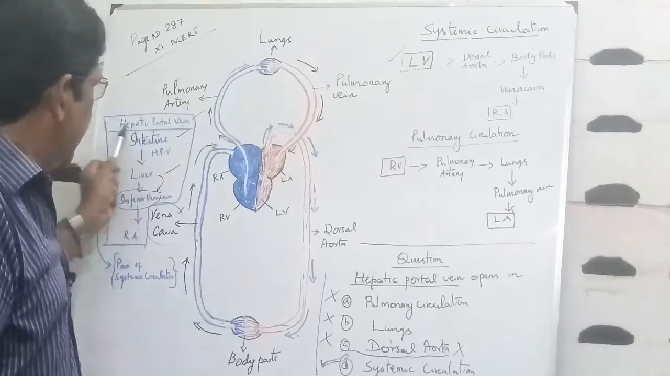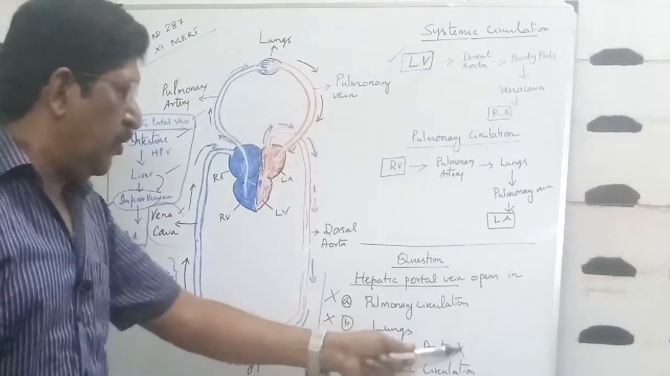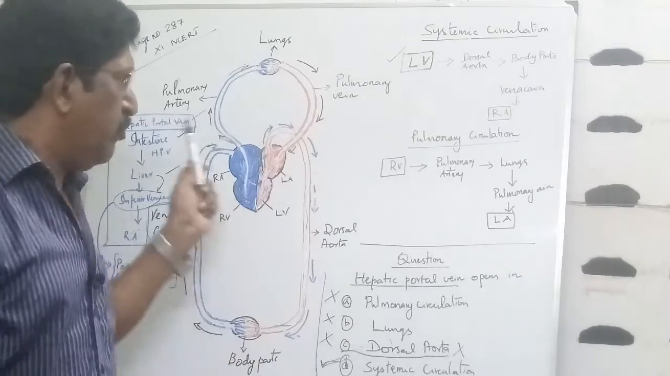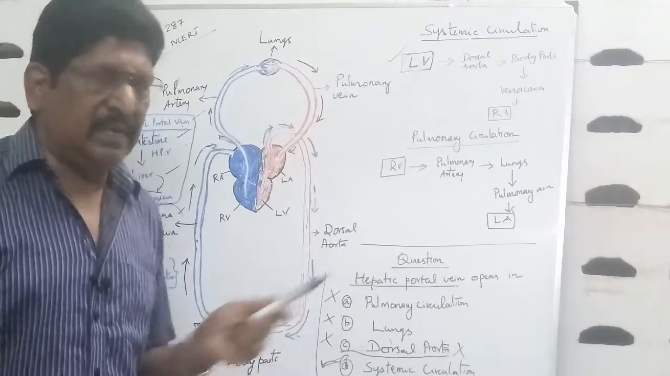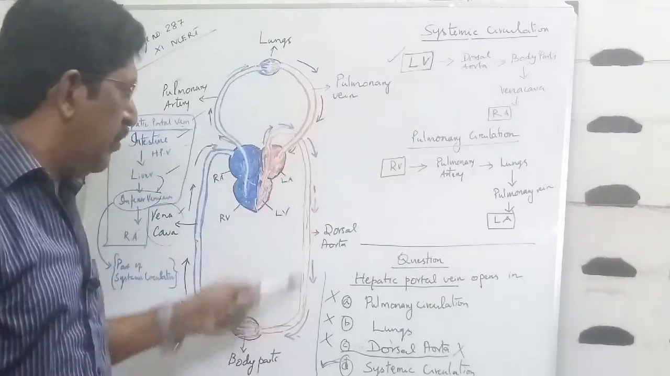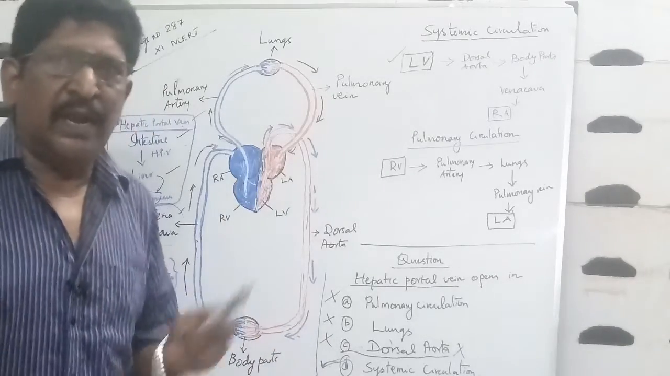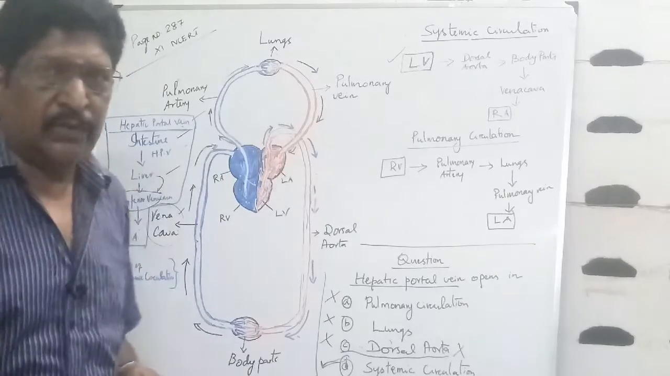Generally, the hepatic portal vein opens in the systemic circulation. Even though the dorsal aorta forms a part of systemic circulation, the hepatic portal vein does not open in the dorsal aorta. I told you the reason. The dorsal aorta contains the pure blood, whereas the hepatic portal vein contains the impure blood and it opens in the inferior vena cava. Okay, thank you.